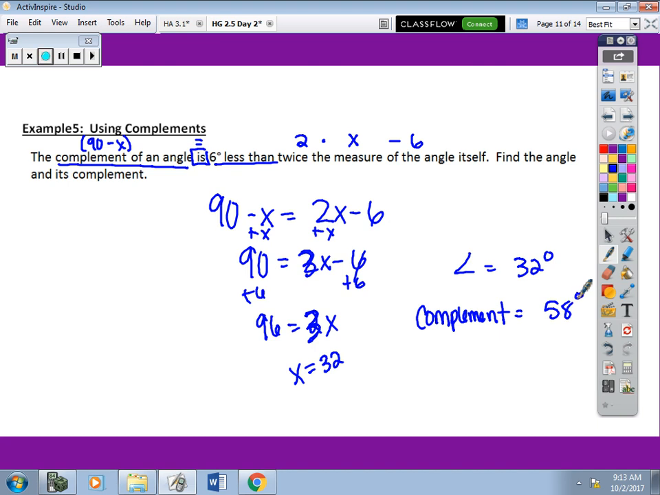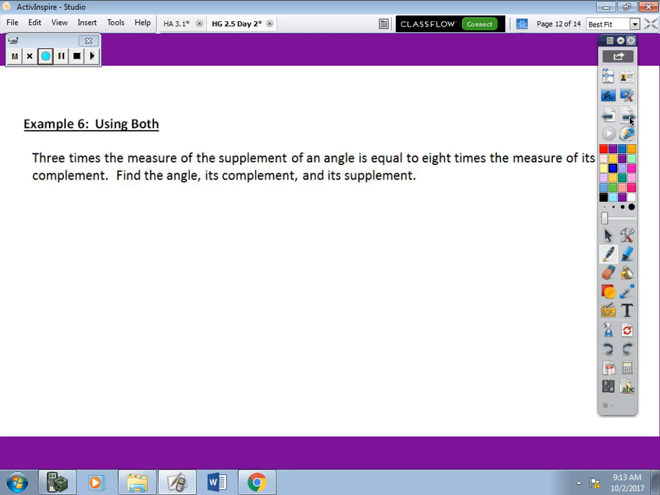Now the last one, saving the best for last, has both in it. So the last example will have a complement and a supplement. You just need to be careful that you do use your distributive property appropriately. So 3 times the measure of the supplement of an angle. So the supplement is 180 minus x. You want to make sure you use parentheses in this one specifically. 3 times the measure of the supplement is, it's my equal sign.